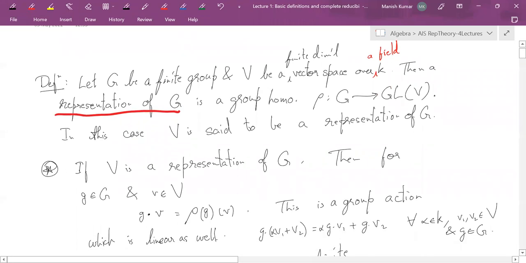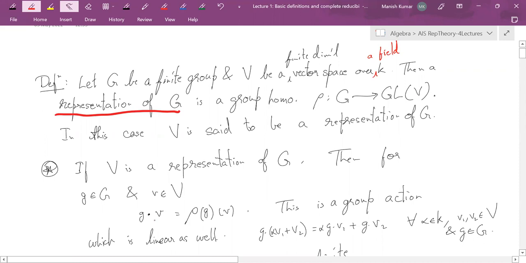Yeah. So in this case, when you have such a homomorphism, you can call it a representation of G. So V is called a representation of G. Okay. So this is one definition. You can think of it in a different way. Yeah. So if I take a little element g in G, then if I apply rho to it, it gives you an automorphism of V. Yeah, a linear automorphism of V.